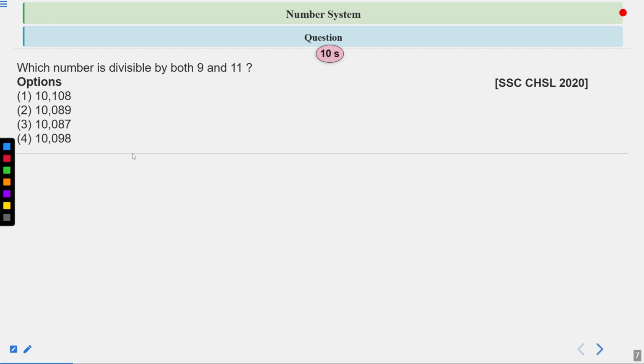Now you have 10 seconds to solve this question. Your time starts now. Now time's up. Let's see the solution of this question.